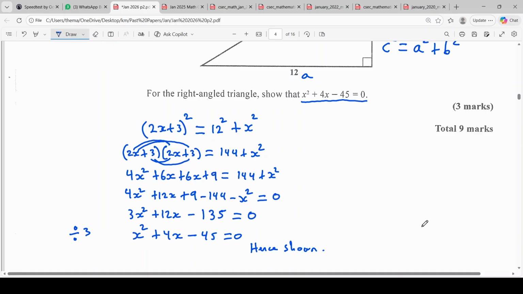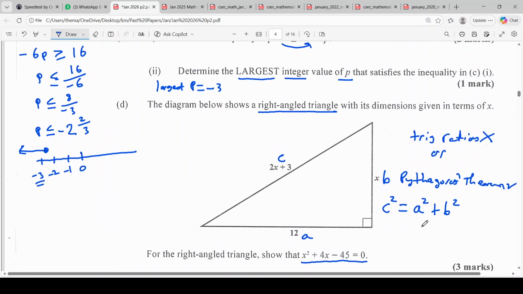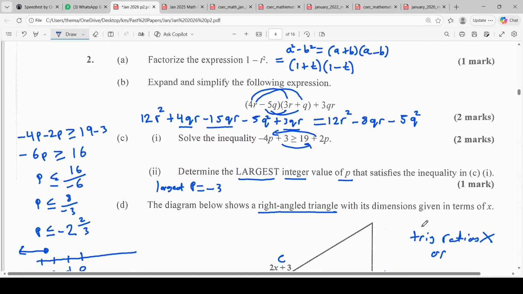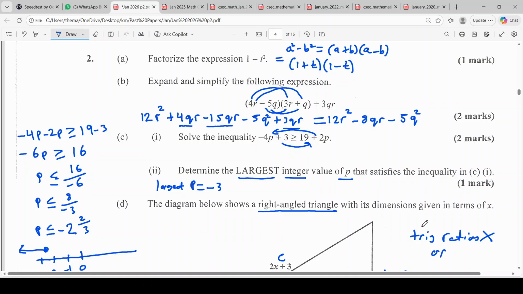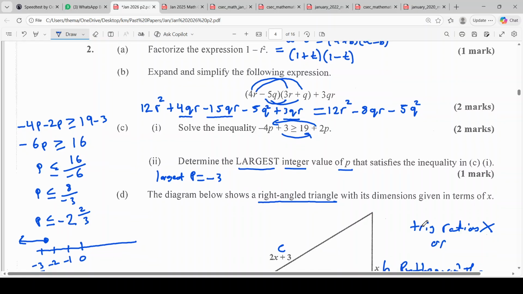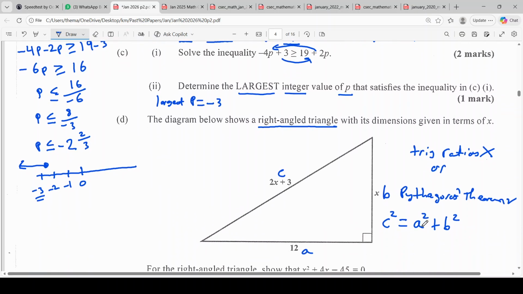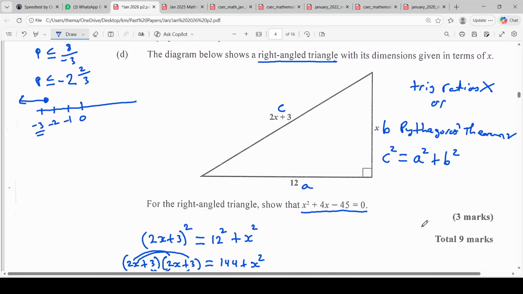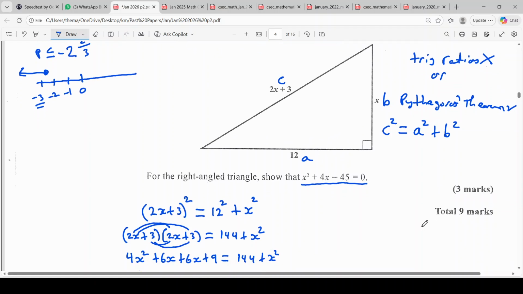Right? So looking back at this question, the first one was simple. Actually, A, B, C, the first 3, 2, 4, 5, 6 marks was simple enough. Part D, they make you think a little bit to figure that first part out. But once you figure that out, the rest is just simple algebra.